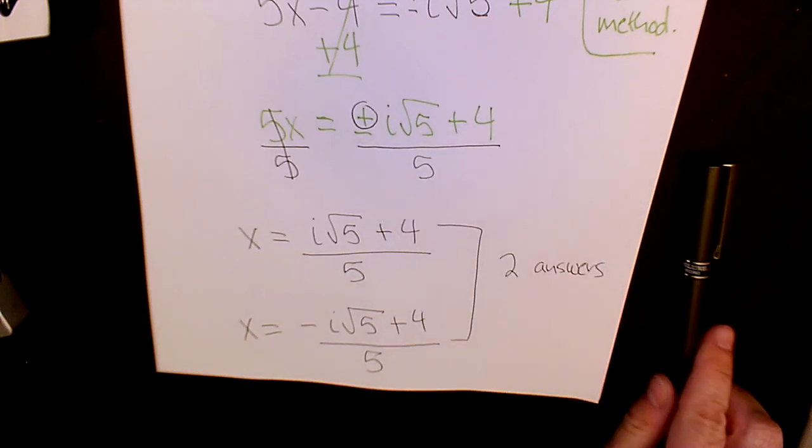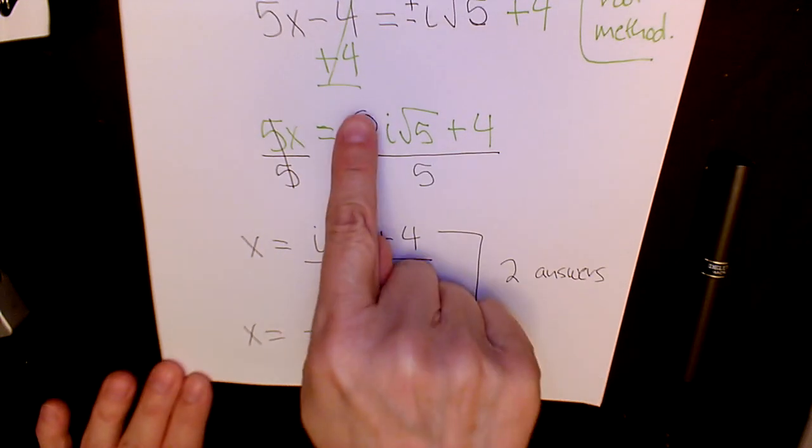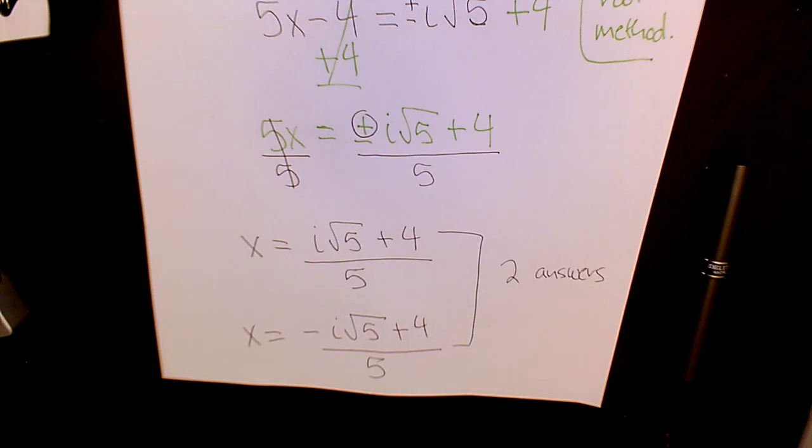Remember, the big thing is when you take the square root of both sides, you're going to have a positive and a negative.